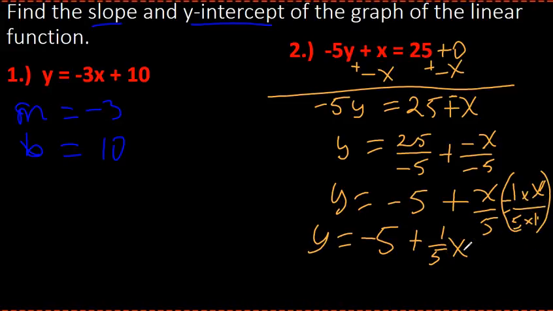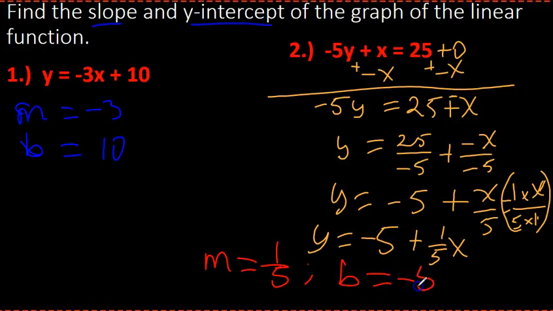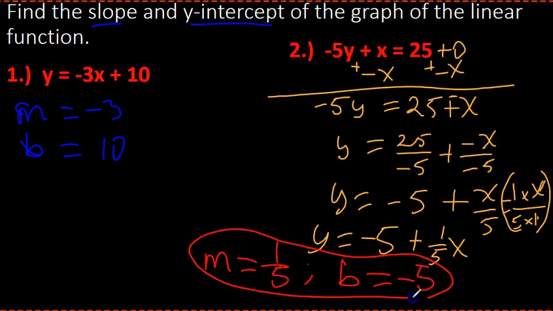But also see, here they put the x value first. Here it doesn't matter. All we need to remember is that the coefficient of x is the slope. So therefore the slope here is 1/5 and the y-intercept is -5. Done. Okay, so the thing is we have to solve for y first, and remember to divide each term by the coefficient of y.